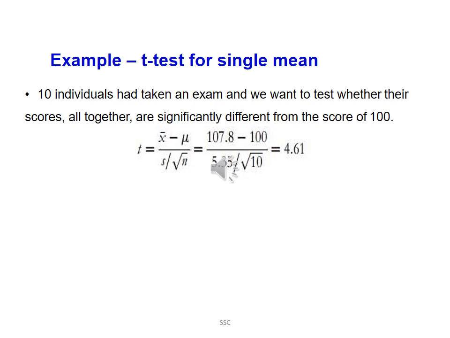Finally, we just simplify this, it will be 4.6. Here, 4.6 is our calculated value. Our table value will be based on the degrees of freedom. Our degrees of freedom is 9. That means n minus 1, 10 minus 1, 9. The corresponding value will be the table value.